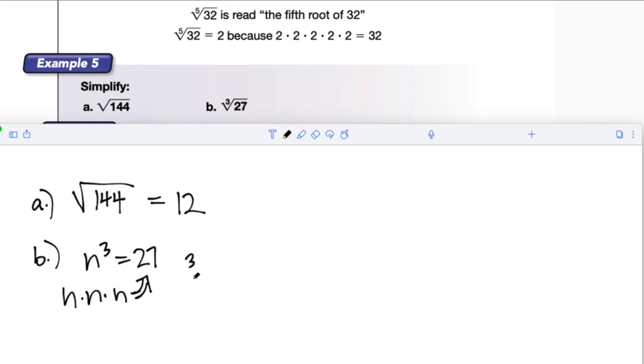So what we learned from that little thought process is that the third root or the cube root, both are acceptable ways of saying this, the third root or the cube root of 27 is equal to 3.